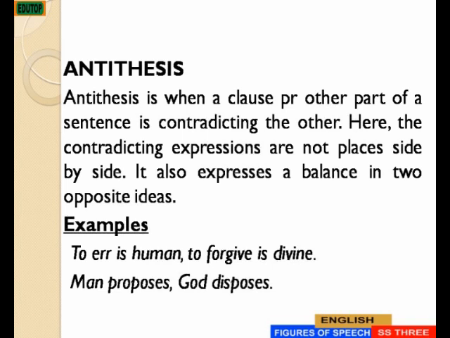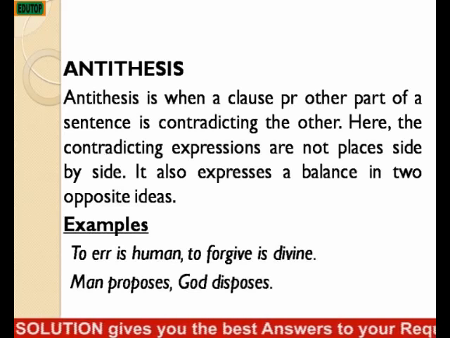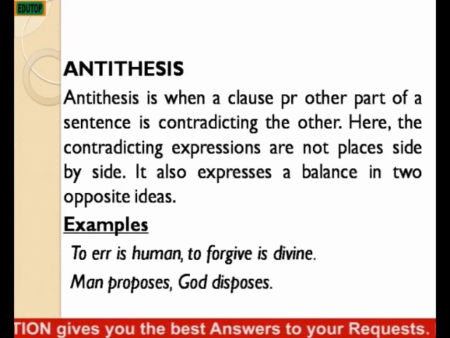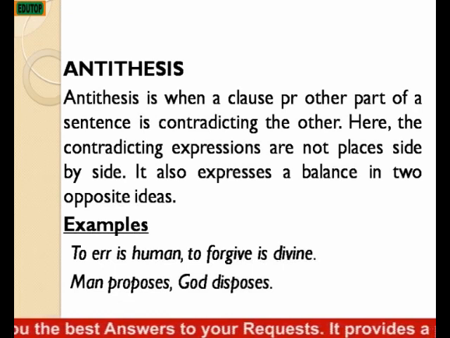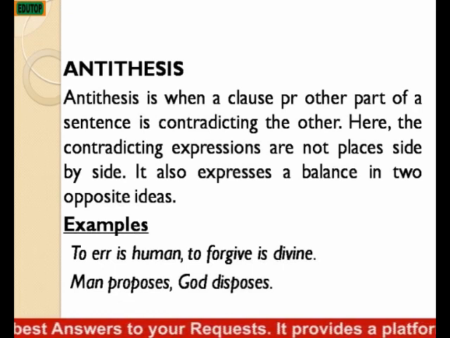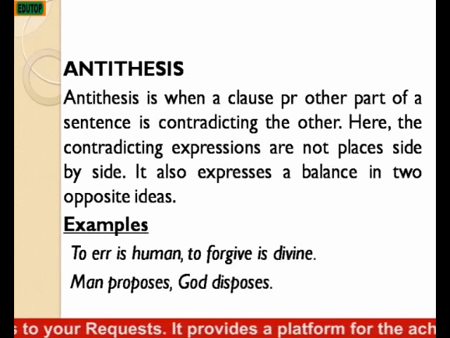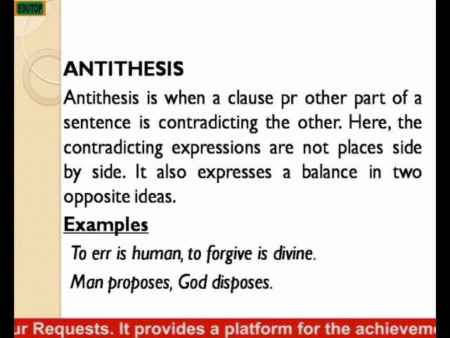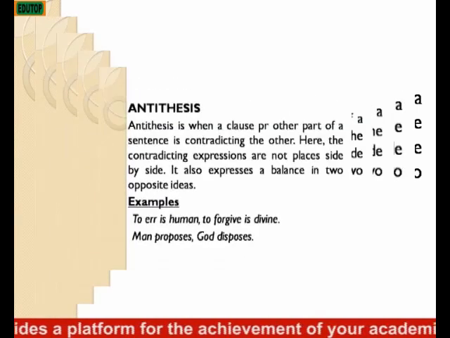Examples are: to hear is human, to forgive is divine. You can see two contradicting words there, hear and forgive, and then we have human and divine. So there are two contradicting expressions. Then we have man proposes, God disposes. Proposes and disposes, they are contradicting, and then man and God too, they are not the same. So we are trying to weigh two expressions that are different from each other.